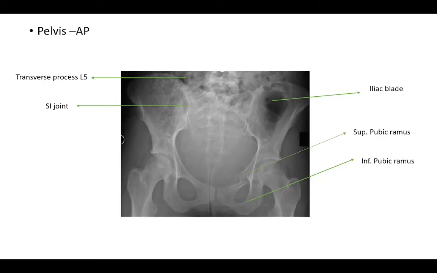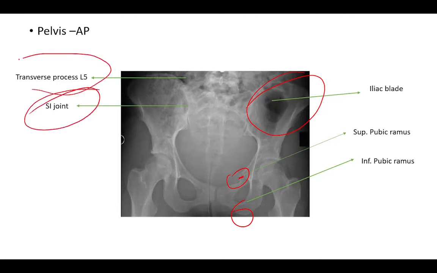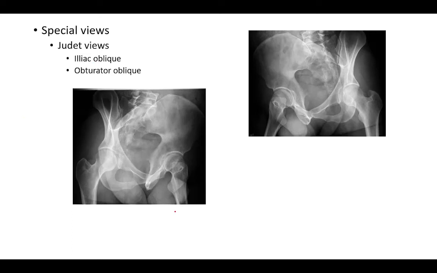A typical pelvis X-ray can show you injuries to the iliac blade, to the ramus. Here we can see the superior ramus has been fractured, the sacroiliac joint, as well as transverse processes of L5 vertebra. It can also show you if any associated acetabular involvement is present or any fractures of the proximal femur are present.